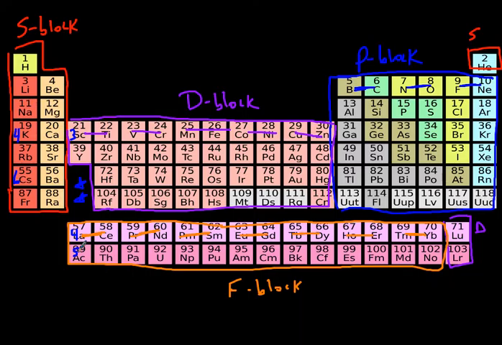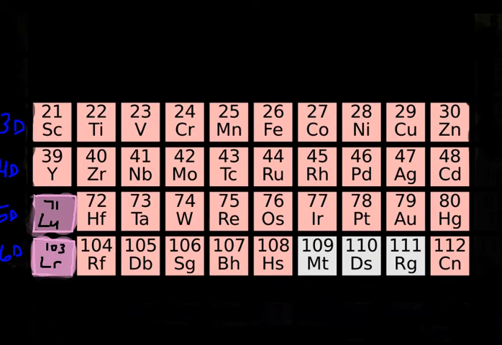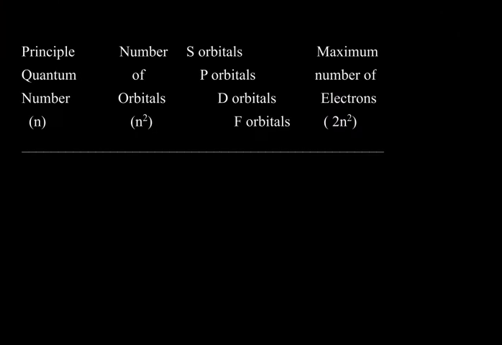Okay, so you kind of just have to memorize that D block starts with 3 and F block starts with 4. However, it should be easy to memorize because they just go up by 1 each time. So starting with 1, starting with 2, starting with 3, starting with 4. Okay? So what we're going to do now is summarize everything that we've talked about in this table right here of your notes.